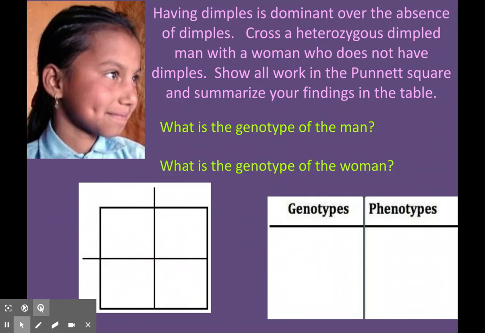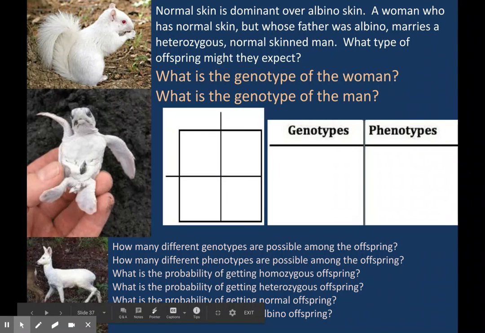Let's look at another one. All right, so the last thing here, normal skin is dominant over albino. Again, you can pick any letters that you want, but try to pick letters that are easy to tell the difference between the capital and lowercase. C's are sometimes hard, O's are sometimes hard. For skin, S's can be hard too. So we'll do N for normal as our dominant, and for recessive we'll do little n.